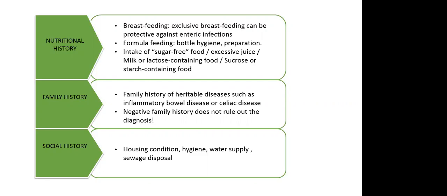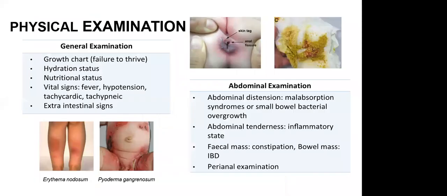Okay, then next. Apart from the history, you must do a physical examination. Firstly, you must plot the growth chart of the children. Any problem with the growth, failure to thrive. Also, you must look at the hydration status. Usually acute is important, but chronic is also important to look at the hydration status of the patient.